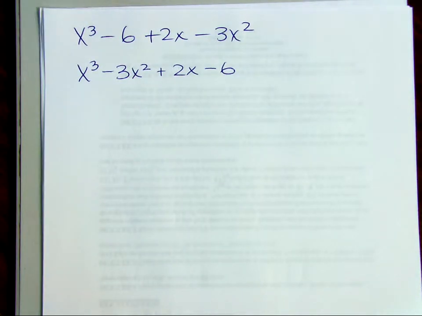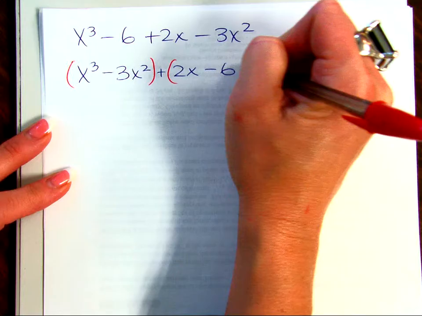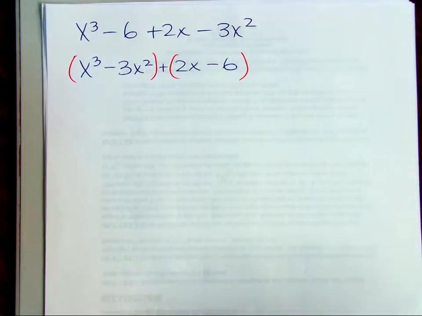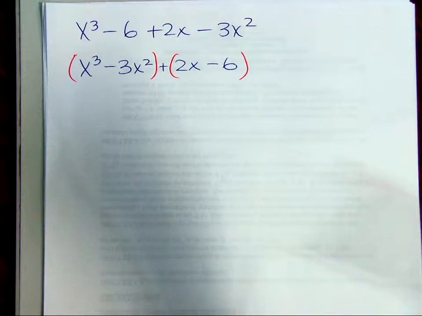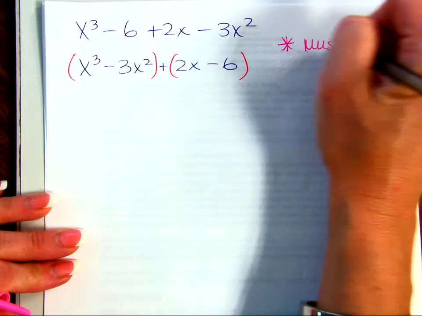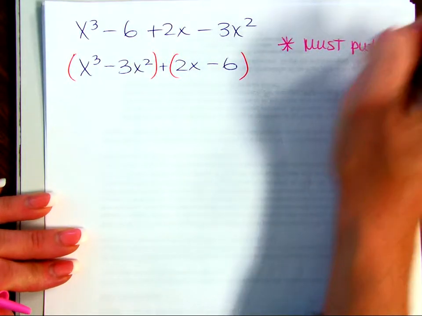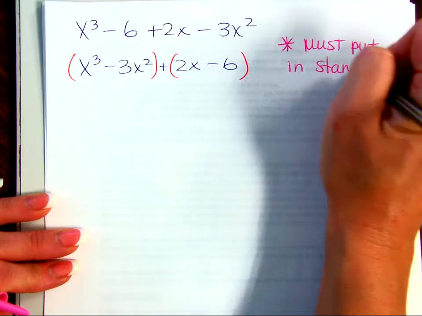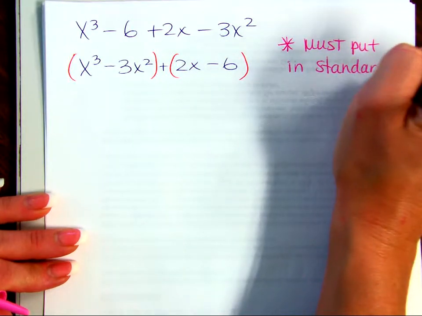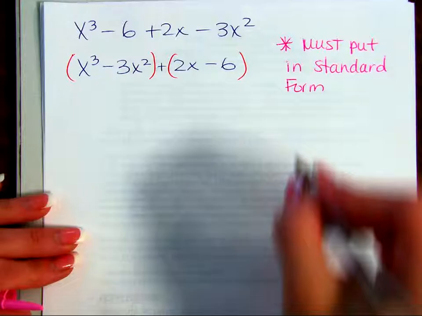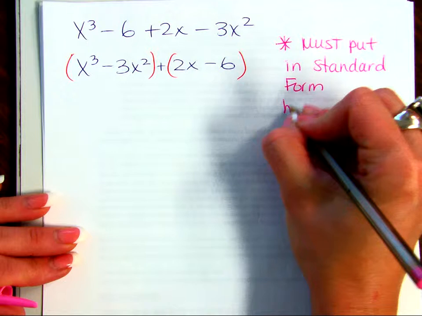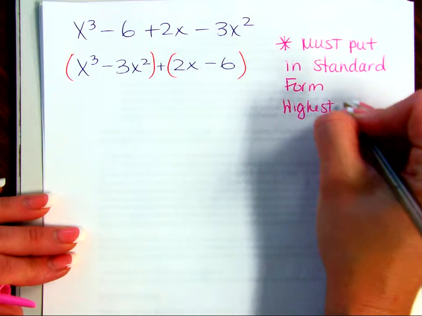So as long as I move these signs, what should come next? That 3x squared and it's negative. Then the 2x is positive. And then the negative 6. Okay? Now that I have it in standard form, group. Group the first two together, group the last two together. Keep that sign in the middle there. So off to the side somewhere so you have it to look. I want you to put, you must put in standard form.